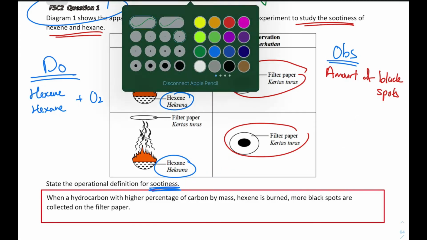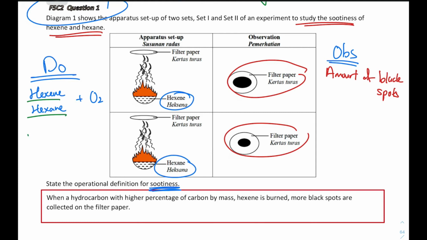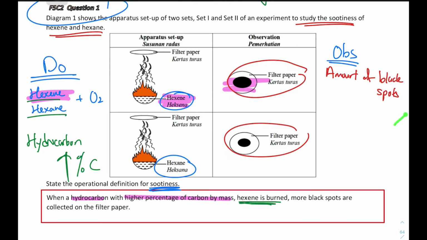Same thing, we can make a comparison here by saying, okay, hexene and hexane, they are both hydrocarbons. But one of the hydrocarbons has a higher percentage of carbon by mass. Which one? You can see the result here, hexene has more black spots. So you see, my first point here I say, when a hydrocarbon with higher percentage of carbon by mass, which is hexene, is burned, for my observation I compare the amount of black spots. With higher percentage of carbon, of course, you are going to get more black spots. So more black spots are collected on the filter paper.